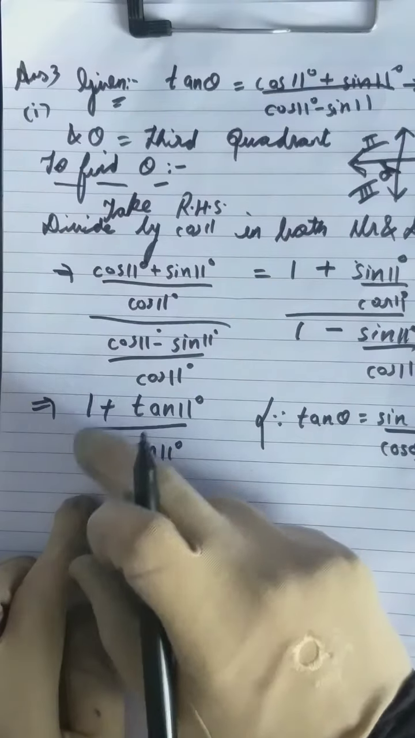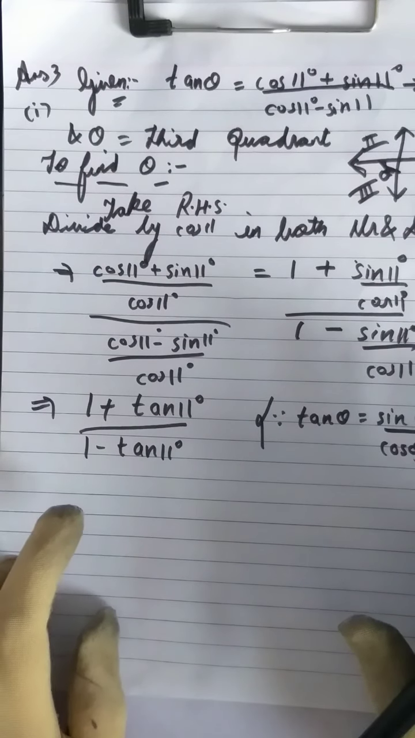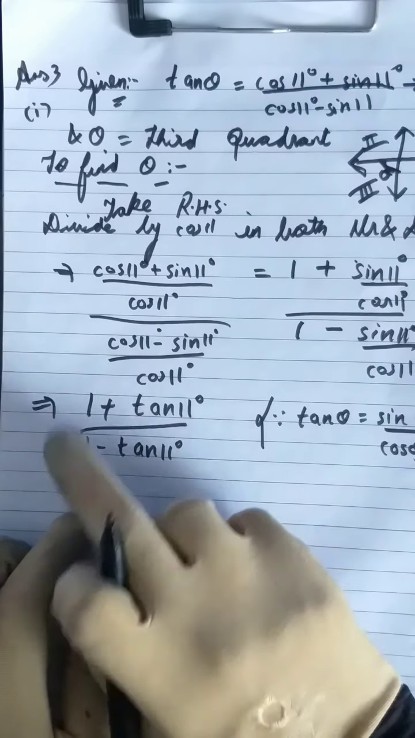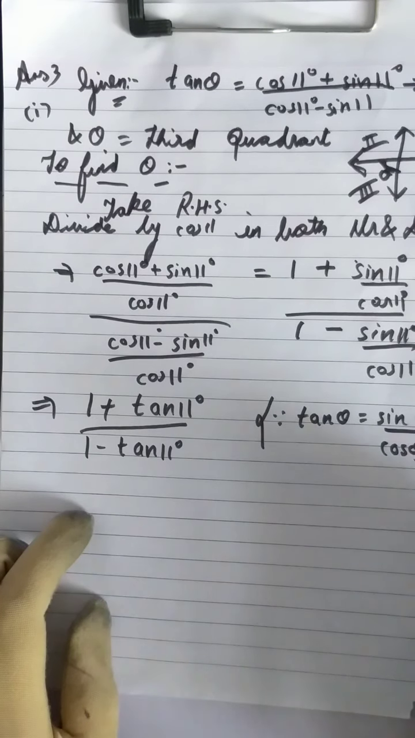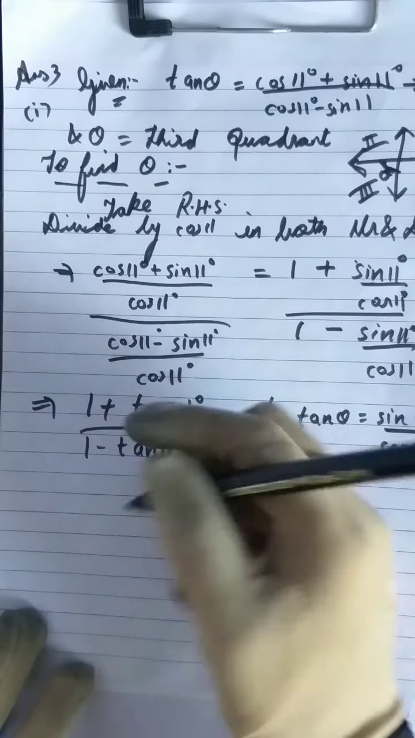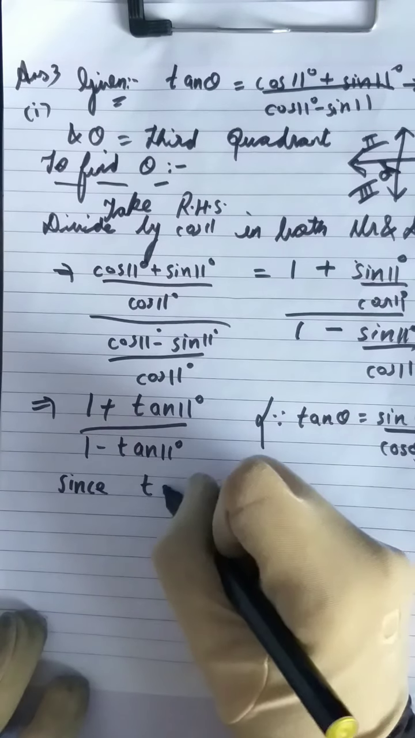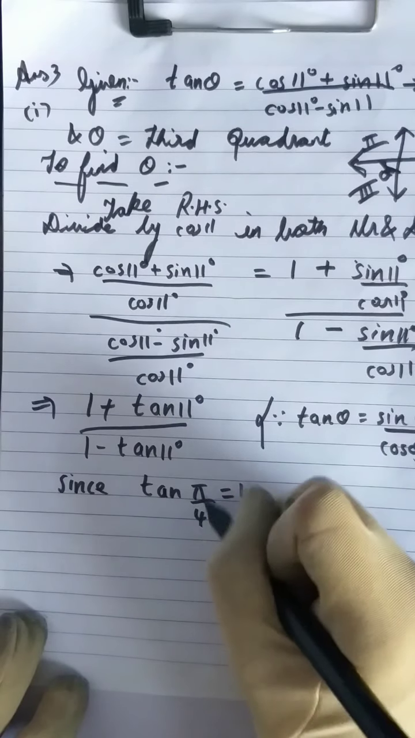Here what do you observe? Here we have 1, right? We have a formula, (tan A plus tan B) by (1 minus tan A tan B). We have that formula. So here we need tan value in place of 1. What is 1 in place of tan? We know tan 45 is 1. So in place of 1, we'll write tan 45. In terms of radians, that is in terms of pi, we write it as tan pi by 4 is equal to 1. This pi by 4 is equal to 45 degrees.